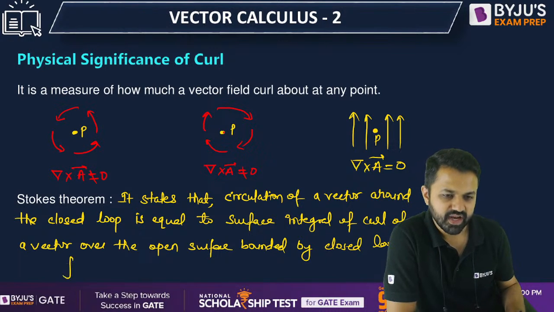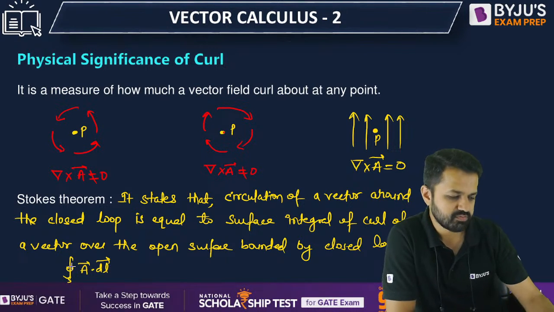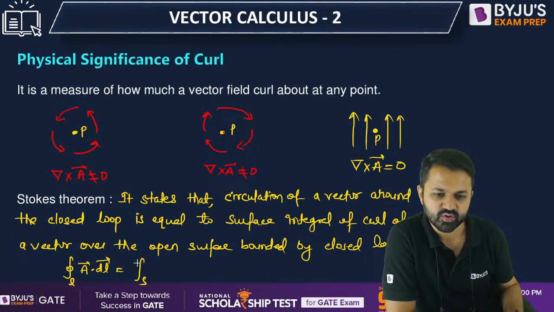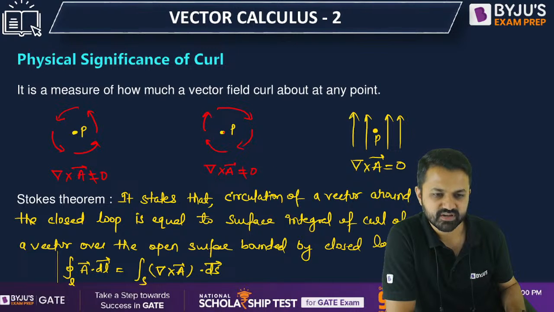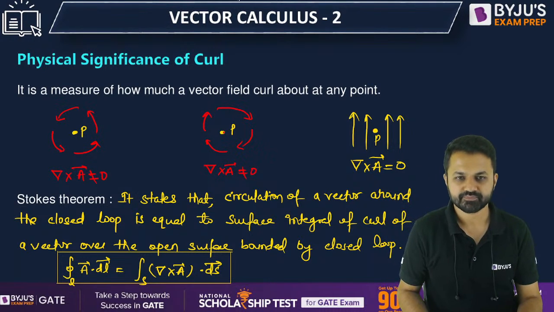So that is integration of a vector over the closed loop, A dot dl, which is equal to the integration over the open surface of the curl of the vector dot ds. This is the Stokes theorem. Stokes theorem also gives you the relationship between the closed integral and the open surface.